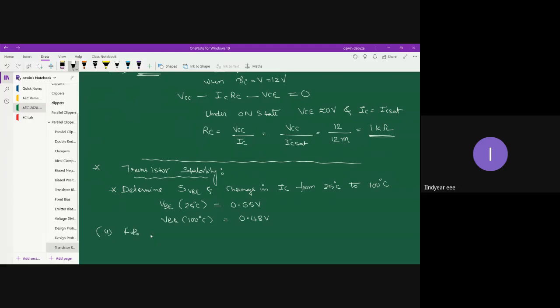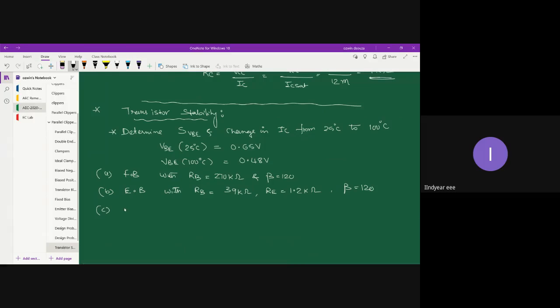First, fixed bias, FB, with RB equal to 270 kilo ohm and beta equal to 120. Second, emitter bias. I'll use the short form EB for emitter bias, with RB equal to 39 kilo ohm, RE equal to 1.2 kilo ohm, and beta equal to 120.